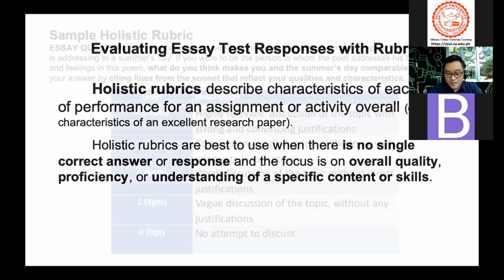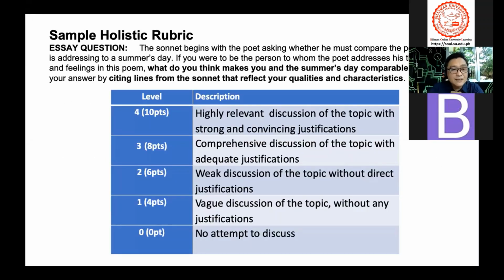I'd like to share a sample of a holistic rubric that I am using for one of my essay questions, for English grade 9, quarter 2. After students are made to read one of Shakespeare's sonnets, I ask them this question. The sonnet begins with the poet asking whether he must compare thee to a summer's day. If you were the person to whom the poet addresses his ideas and feelings in this poem, what do you think makes you and the summer's day comparable? Explain your answer by citing lines from the sonnet that reflect your qualities and characteristics.